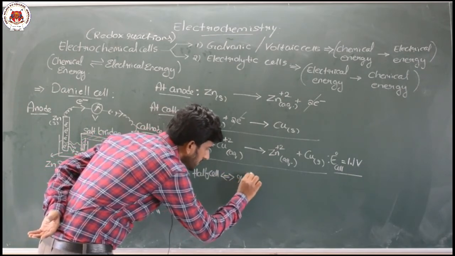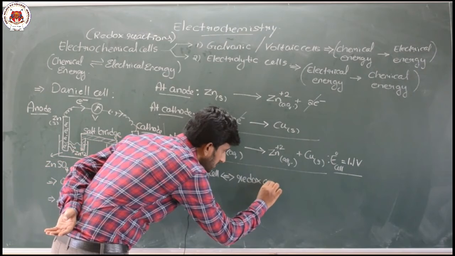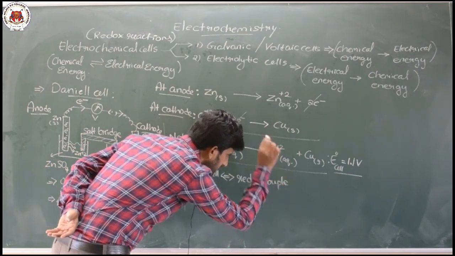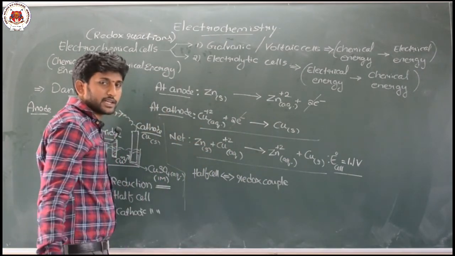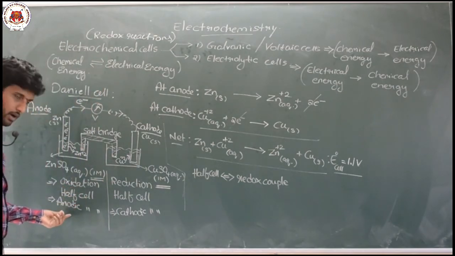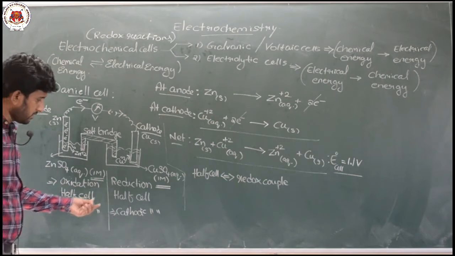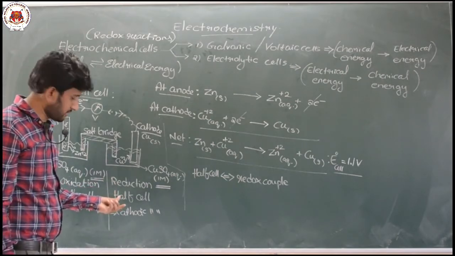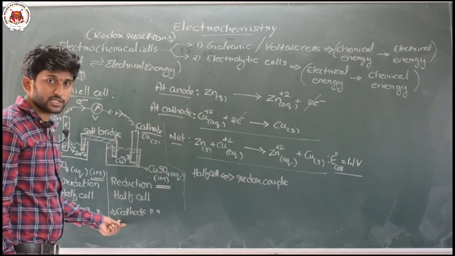It is also referred to as a redox couple, or half cell. Okay, another name for half cell. That means this is the oxidation redox couple or anodic redox couple. This is the reduction redox couple or cathodic redox couple.